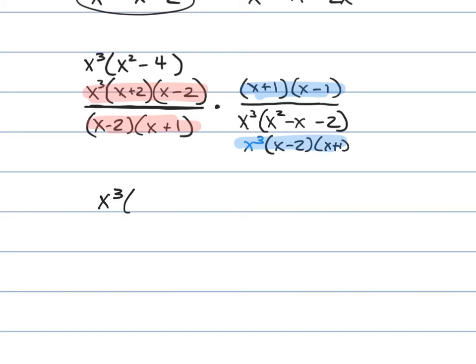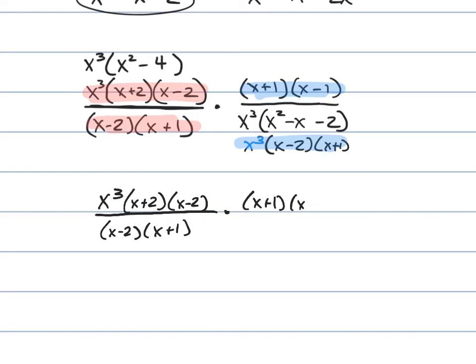X to the third times x plus 2 times x minus 2 over x minus 2, x plus 1 times x plus 1, x minus 1 over x to the third power, x minus 2, x plus 1. Whew, that was a lot. Are we done? No, not even close. But actually, we're in the easy part now.